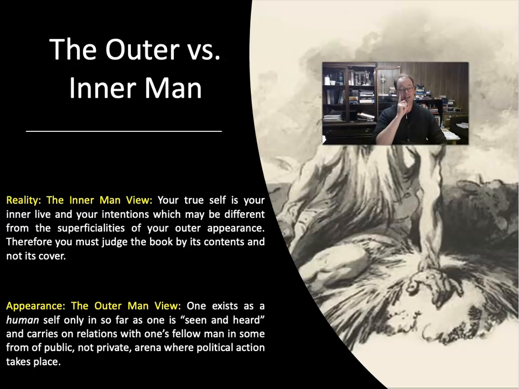And here's the key thing. The inner man is something that's not seen, but it's the reality. Whereas the outer man or the outer human being is just an appearance, and that's the thing that's seen with the eyeball. The outer man exists as a human self only insofar as one is seen, is heard, and carries on public relationships with one another. And it's the locus of political action and wealth and so on.